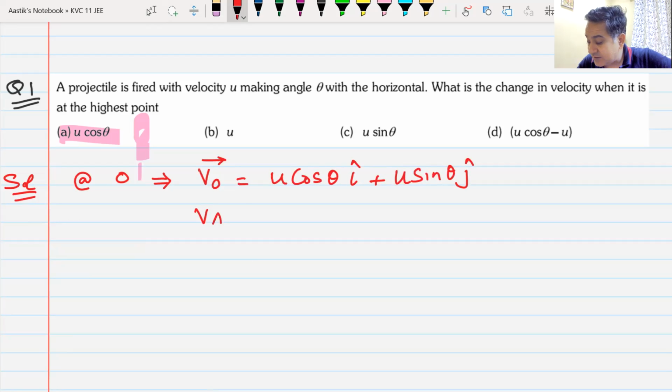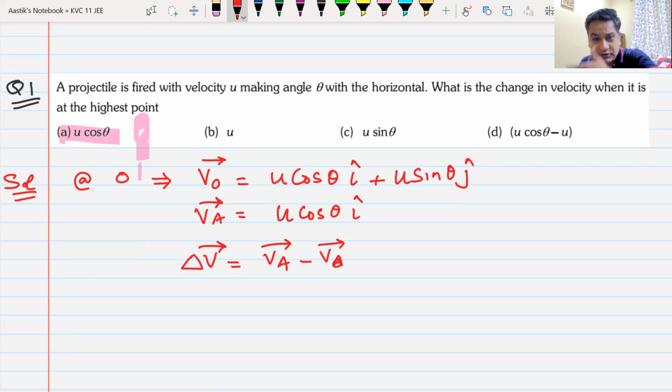What is the velocity at the highest point A? u cos theta into i. So what is the change in velocity? Final velocity minus initial velocity. At the highest point, the velocity is this. You should be able to do this. We have been doing 3 or 4 problems on the same concept, that at the highest point, vertical velocity vanishes. At initial point, vertical velocity was there. At final point, it vanishes. If I subtract 1 from the 2 or 2 from 1, I will end up with what?